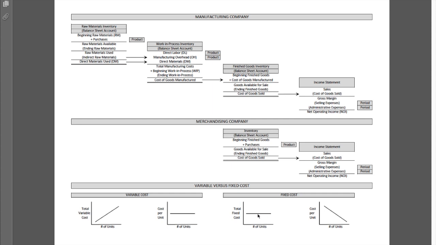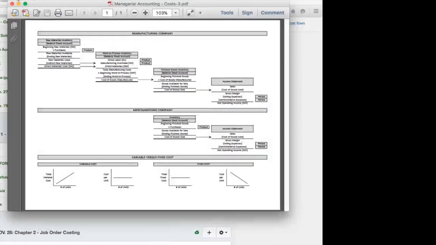For fixed costs, if your activity is increasing, that won't affect your total fixed costs because it's fixed, no matter how many units you're making within the relevant range. But if you increase the activity, the number of units will be increasing, but the price per unit will be decreasing, as you see right here. So you increase the number of units, and then your cost per unit will decrease with the fixed costs. So that's just continuing from chapter 1.